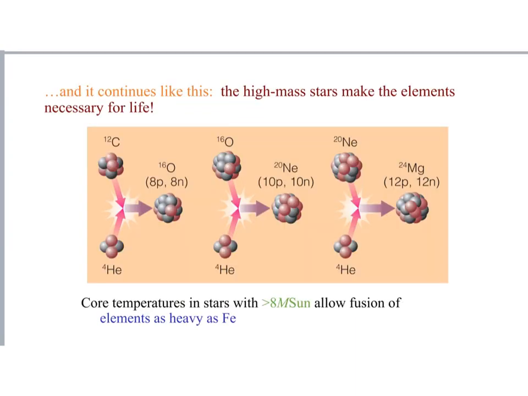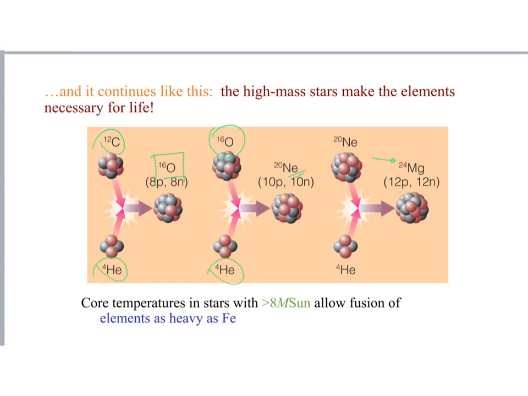So it's going to continue like this. Now we have the carbon. It's going to capture one of those newly created helium nuclei and they form the oxygen. And then later on, that newly formed core of oxygen is going to burn by helium capture into neon, and then the neon is going to convert into magnesium, and so on.